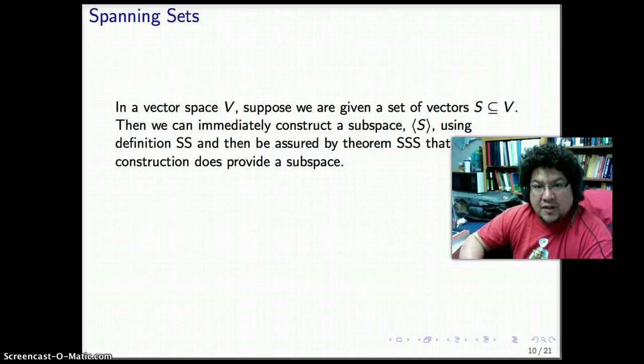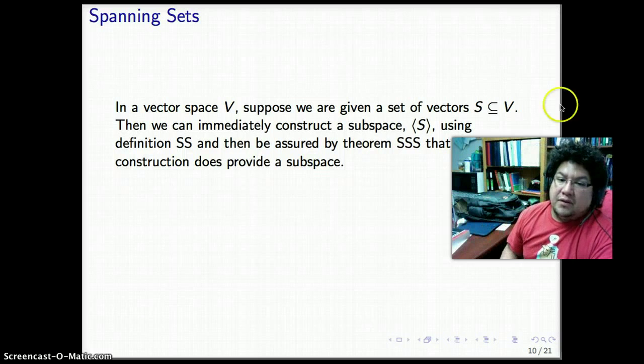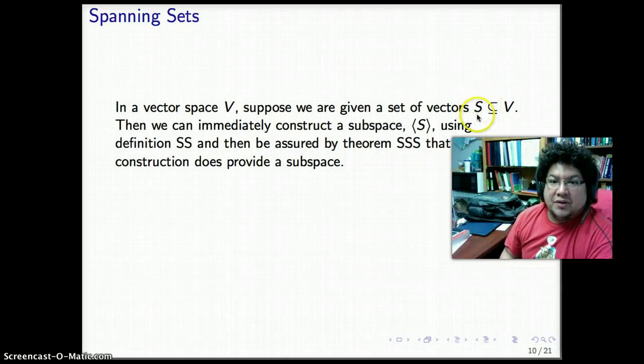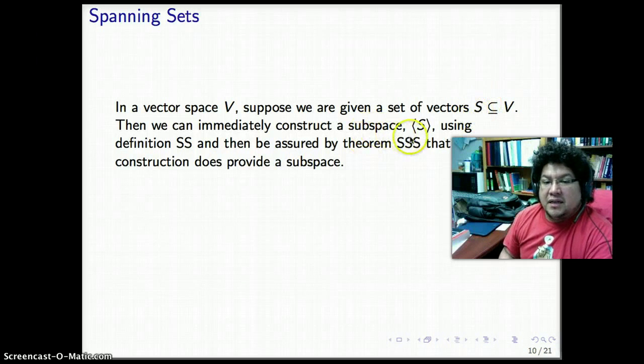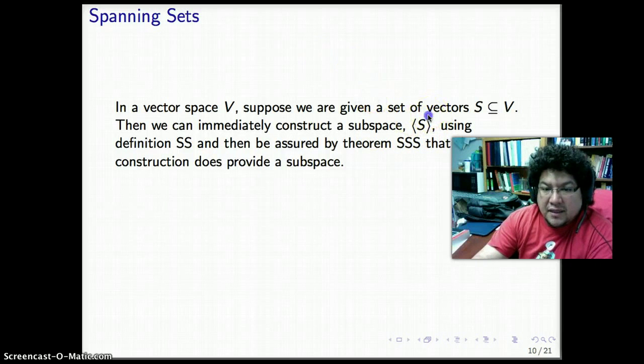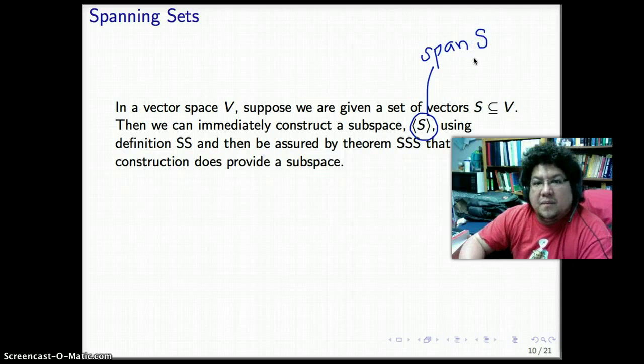So if we consider an abstract space called a vector space, remember two operations, scalar multiplication and addition, together with the 10 properties that define a vector space, then we are going to consider a subset S of that vector space V, and we would like to address how to construct a subspace of this form. So remember that this notation denotes the span of the set S.